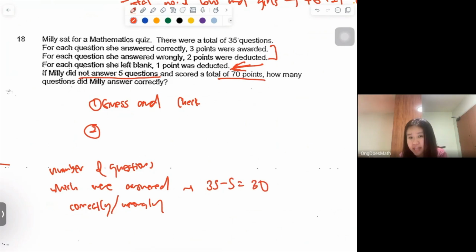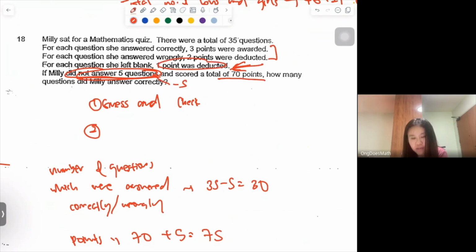And in the case where she did not leave any blank, how many points would she get? It will be 70 plus 5, which is 75. Why is this the case? It's because she did not answer 5 questions, and for every question that she did not answer, 1 point was deducted.